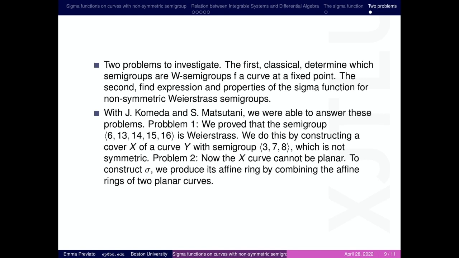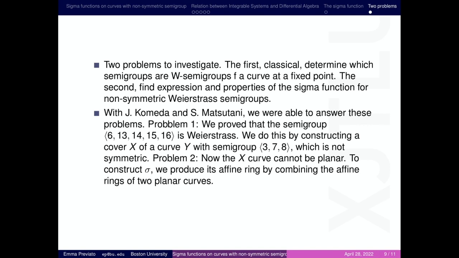The second problem is, once you have this Weierstrass semigroup, suppose it's non-symmetric, can you still write a sigma function? So I've done a little bit of work on both of them. I was fortunate enough to join forces with Komeda, who is an expert on the first problem, and Shigeki Matsutani, who's an expert on the second problem. And so for problem one, for example, we showed that this semigroup is Weierstrass for the first time.